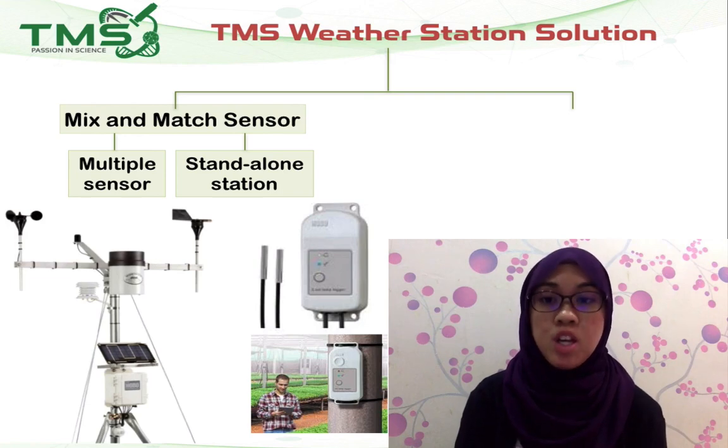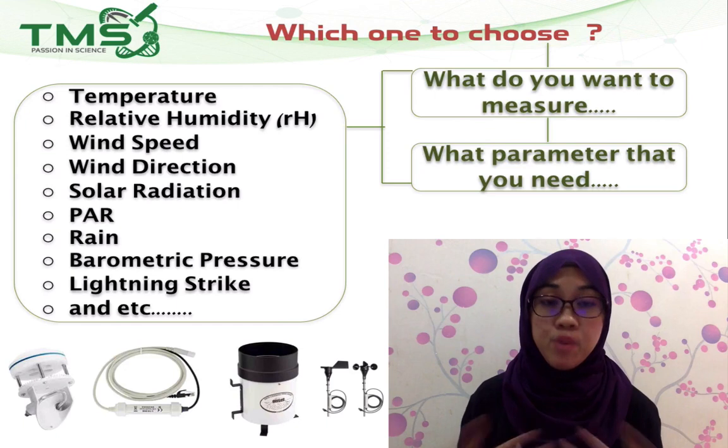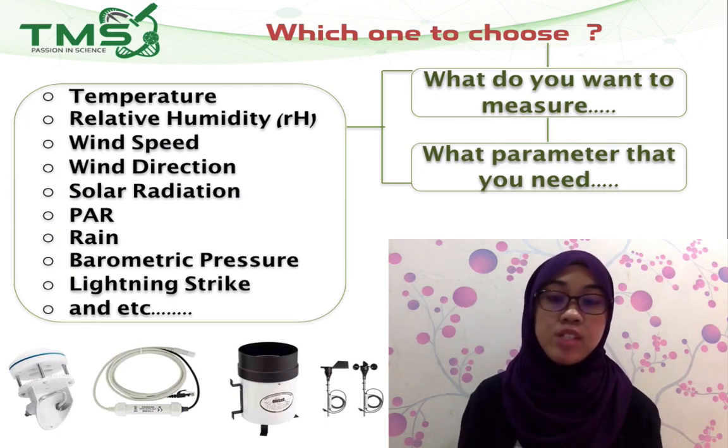Which one to choose? What's important here is for you to know exactly what you want to measure, or what parameters you actually need to suit your application or your research. Let's say you only need temperature and humidity, or you might need 5 or 6 parameters, or only one parameter. Once you know what you want to measure, it's easier for TMS to help you. You can have a full weather station kit, a field monitoring system with mix and match sensors, or a standalone station.